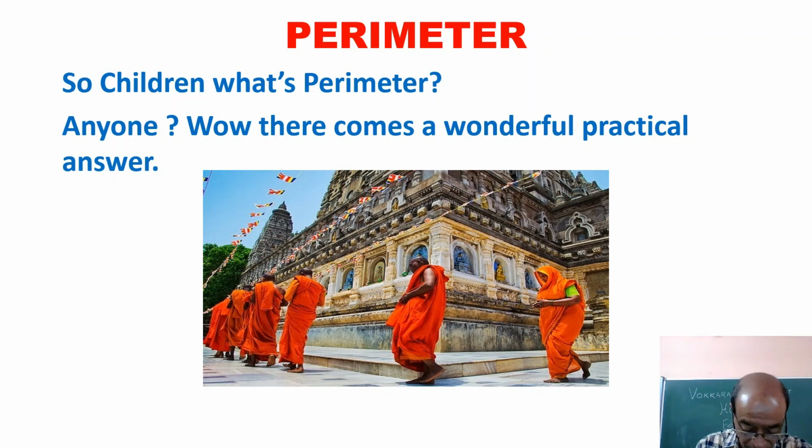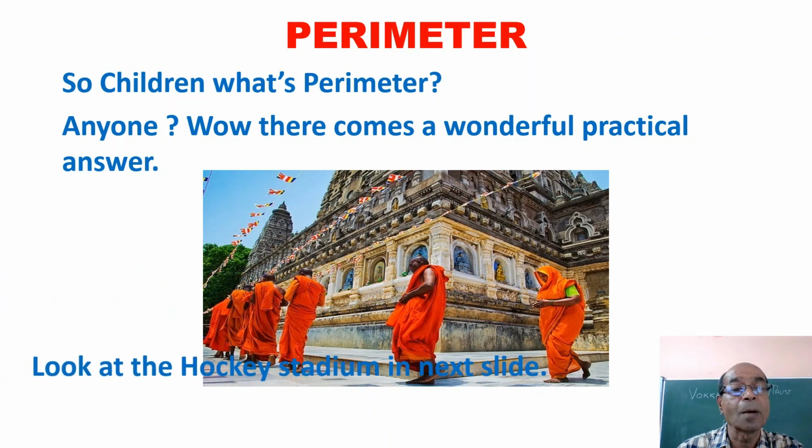You all have gone to temples, and in the temple you go around the temple in a clockwise direction, maybe once or three times, depending on what your parents would have taught you. This is a sort of prayer. So we go along the perimeter. This is what is called perimeter. All along the boundary is the perimeter. This is a practical example.